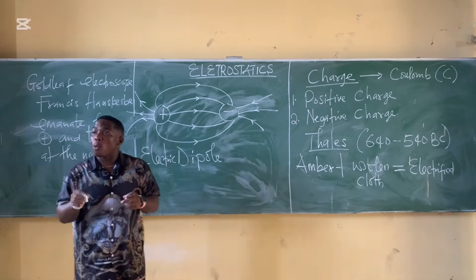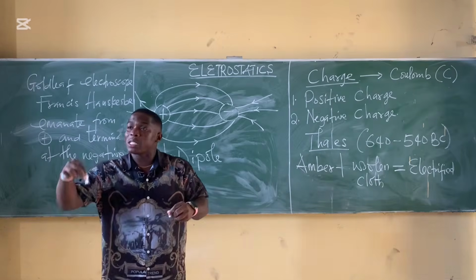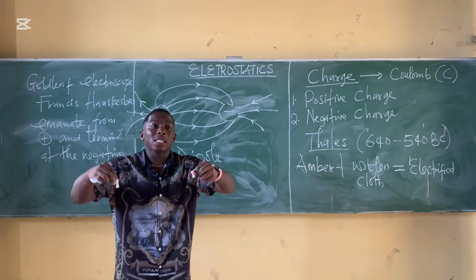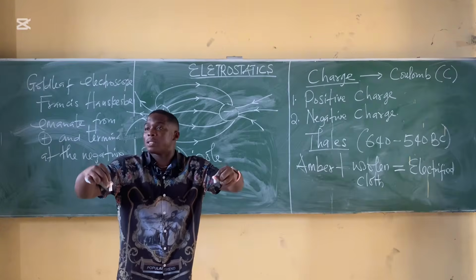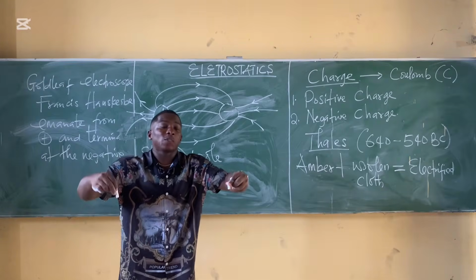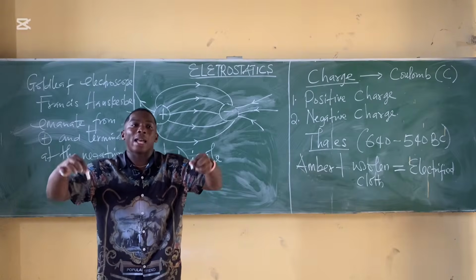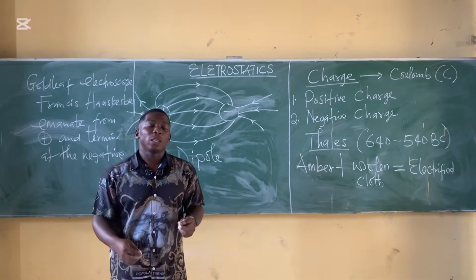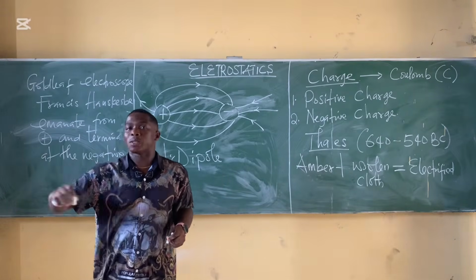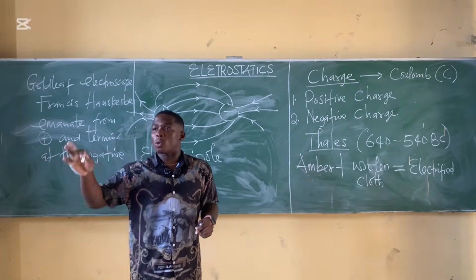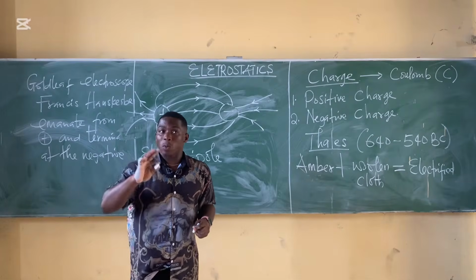An electric dipole is when you have a positive and a negative charge placed at a small distance. When you have a positive and a negative charge placed at a small distance, what you've just created is called an electric dipole. There's something they call dipole moment. We'll get to learn that when we get to Gauss law.